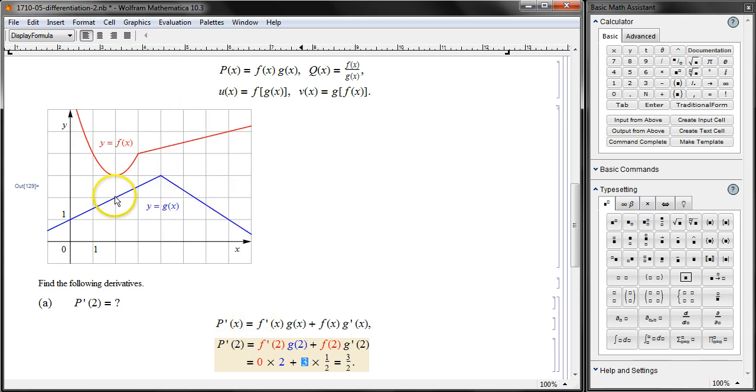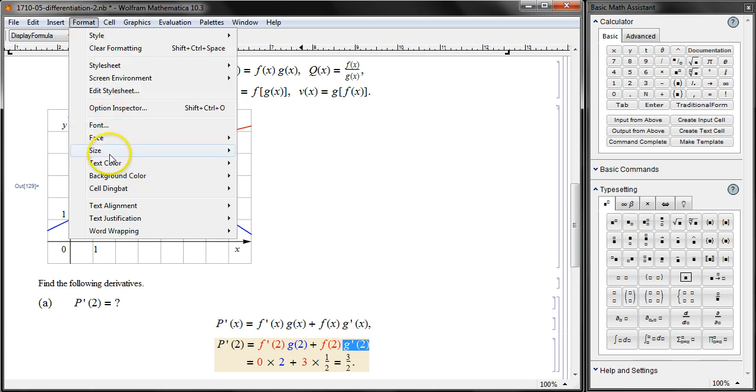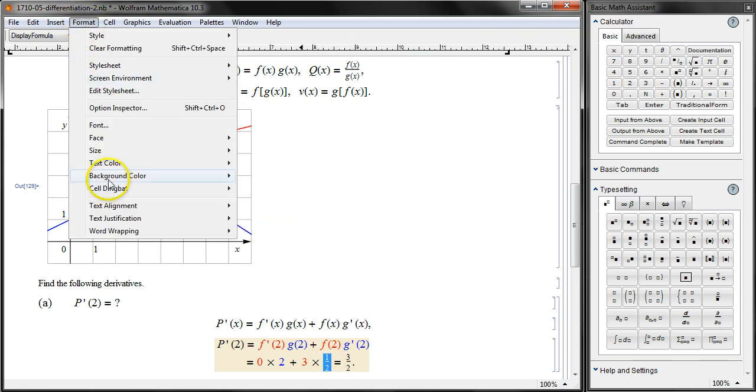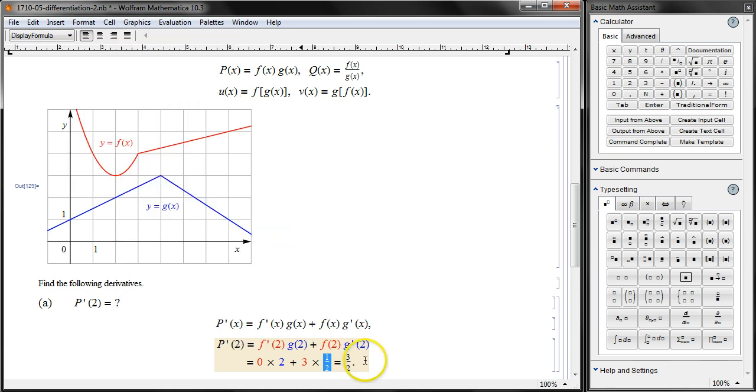Finally, g prime of 2. Right here, we have to find out the slope. This is a line segment, so it's really easy. Rise over run is going to be positive 1/2. So there you go. Run your computation. You're going to get 3/2.